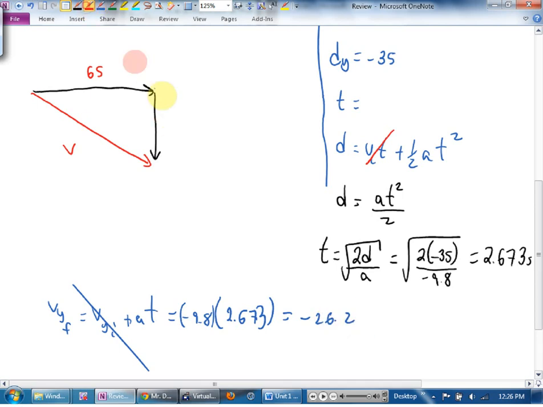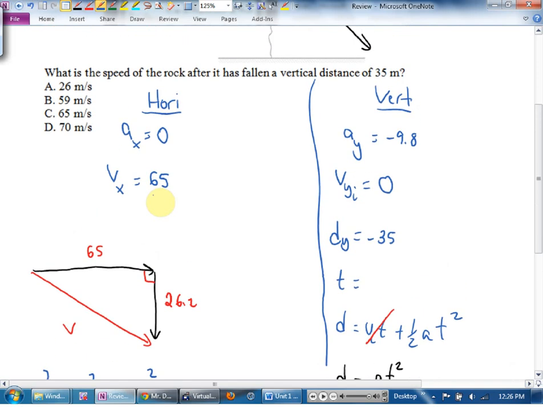How would I find V? No, that'd be to find an angle. How would I find V? Math 8. Pythagoras. V squared is going to be 65 squared plus 26.2 squared. Because in this question, they asked for speed, not velocity. Velocity would then also require me to find an angle theta and then say that that angle was below the horizontal, and it would be this angle right here. But they didn't ask me to find that angle. That should be the answer, I hope.